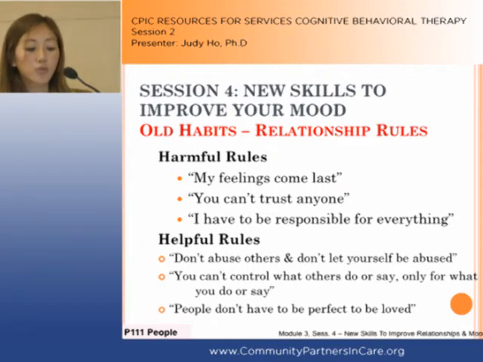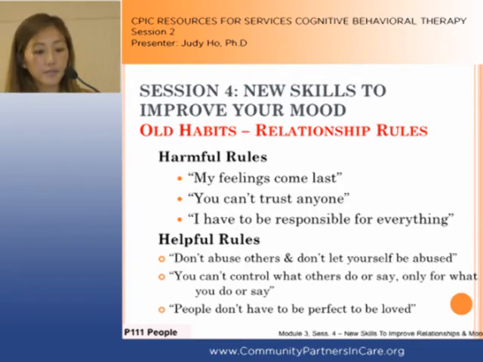Helpful rules can be things like, don't abuse others and don't let yourself be abused. People don't have to be perfect to be loved, and you can't control what others do or say, only what you do or say. And here is a worksheet from page 116 of the People Interactions module.